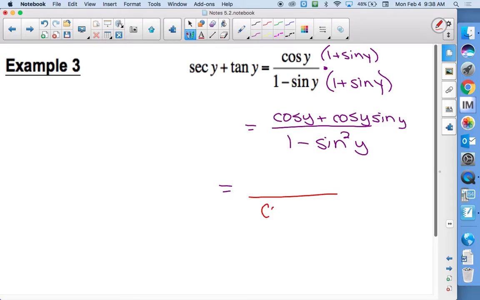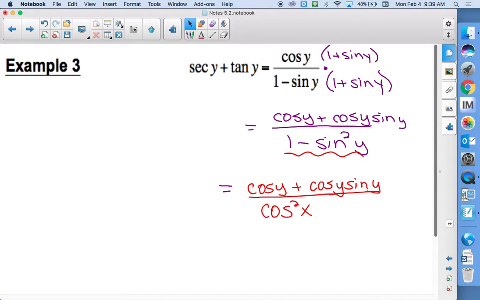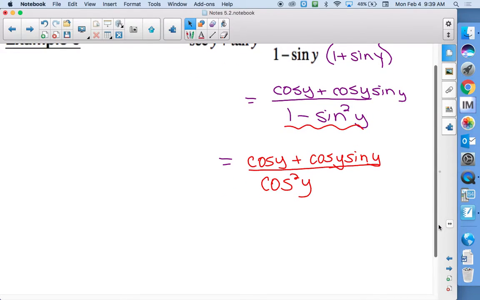Cosine squared. So the whole goal of using the conjugate is so that you can get the denominator to change with one of those Pythagorean identities. Alright, so we went from a denominator that had a subtraction sign to now just a cosine squared in the denominator. So that's good because we went from at least 2 terms to 1 term. What can you do with it at this point?